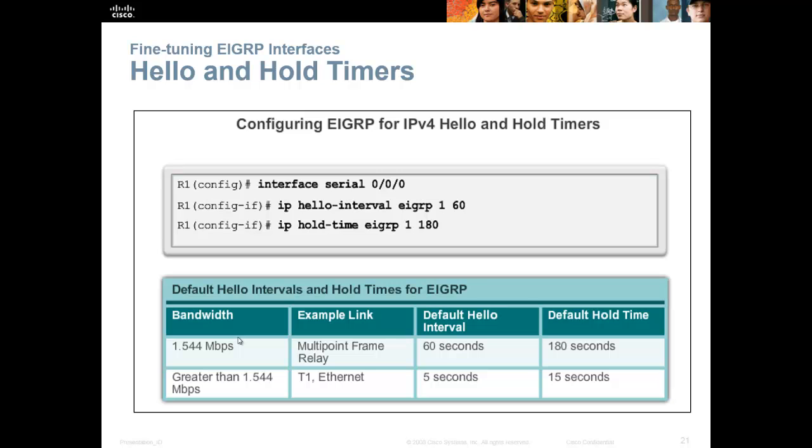But theoretically, it's easier to adjust the hold time first and then do the hello time. As in this case, as soon as I change the hello time here, IP hello-interval to 60, well now the hello time and the hold time are the same. So I typically don't want to see that. I like to set the hold time first and then do the hello time. But you get the idea.